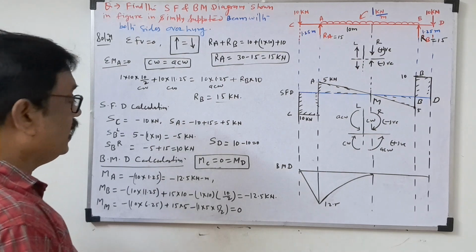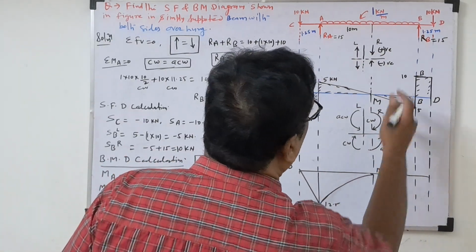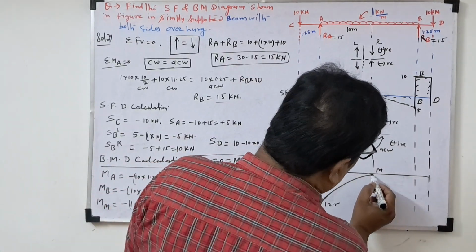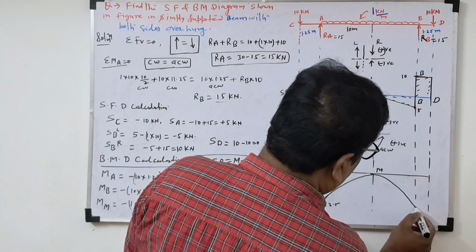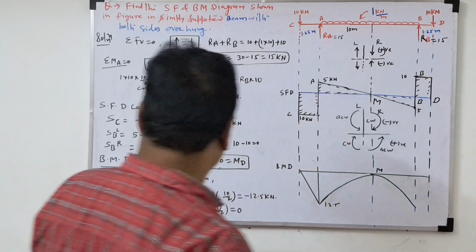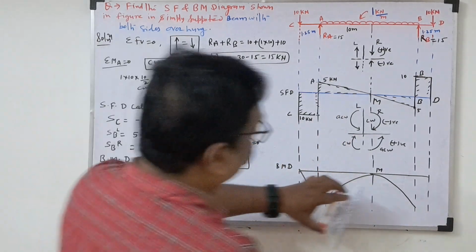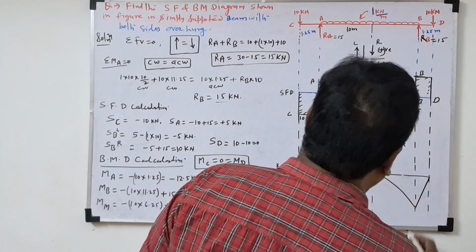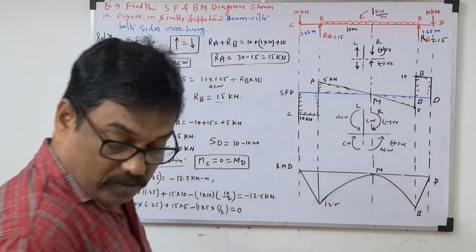Okay. Now what is MB there? MM, this is point M. Now MB, what is it? Again 12.5. So it comes negative again, 12.5 here. That also is an inclined line, 12.5. Then what is there? This moment is 0. So bending moment will be 0. So draw this line. So this is B, this is D.